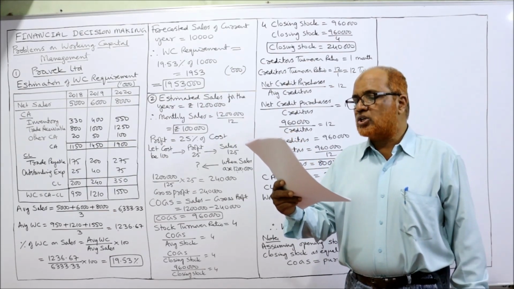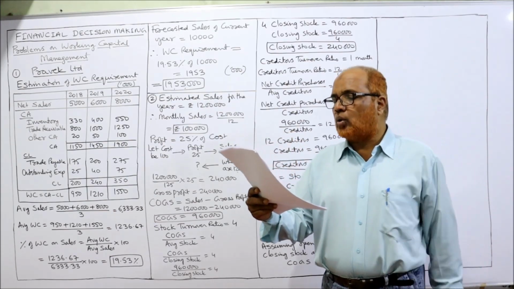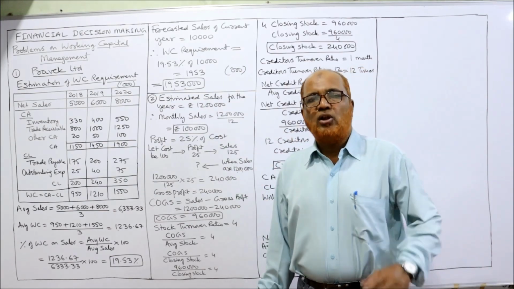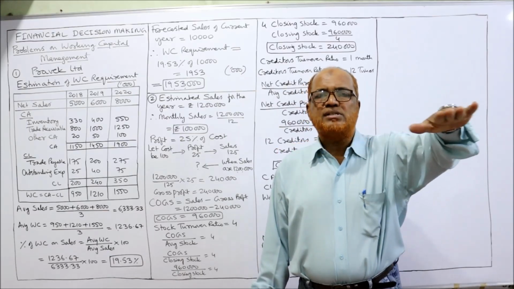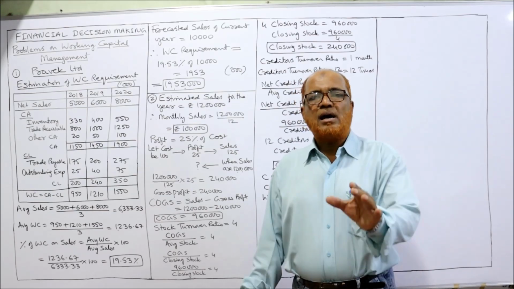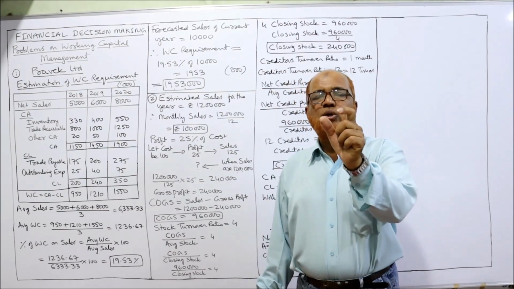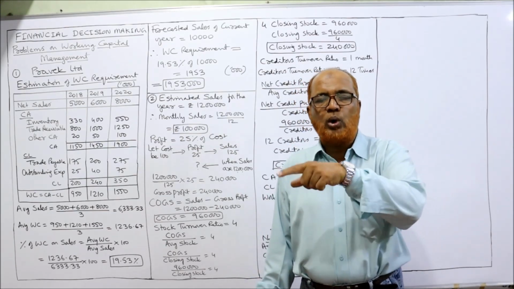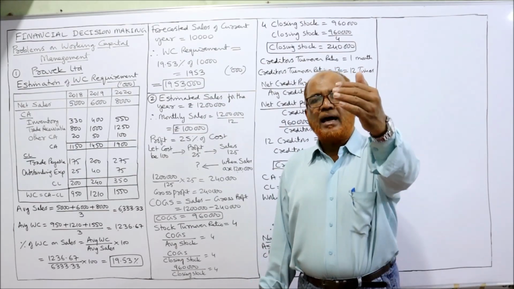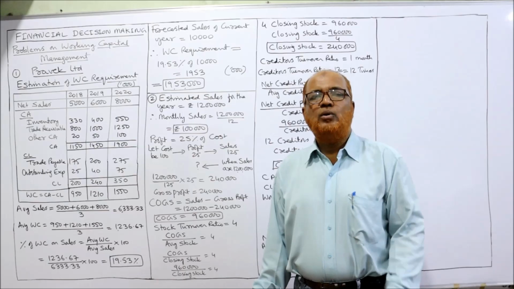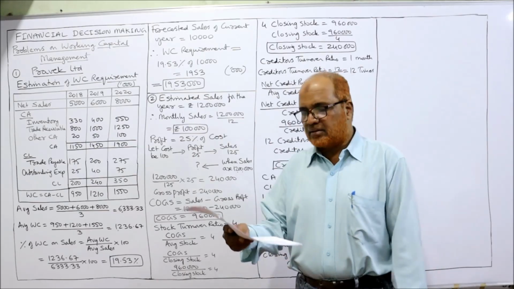The sales and purchases will be evenly spread throughout the year. That means sales will not be up and down, that means no increase or decrease. Uniform sales are expected. Example, the 12 lakh rupees is the total sales expected for the whole year. So we calculate monthly sales. 12 lakh divided by 12, you will get 1 lakh sales every month.